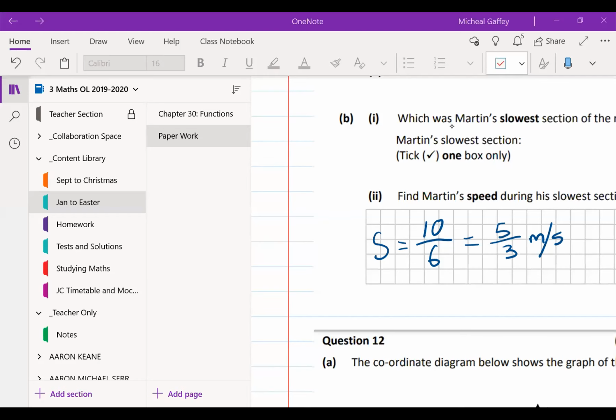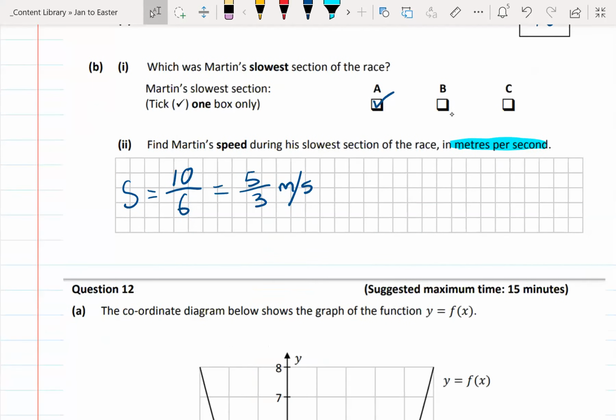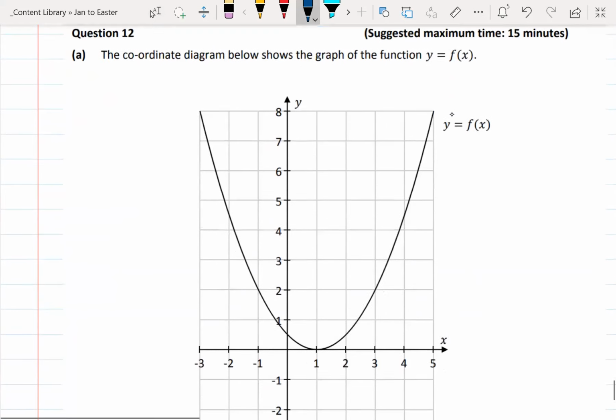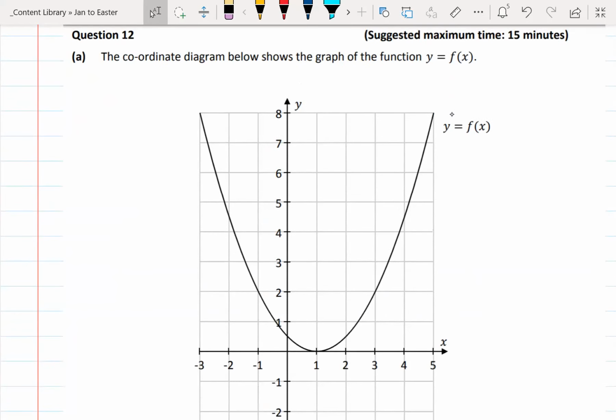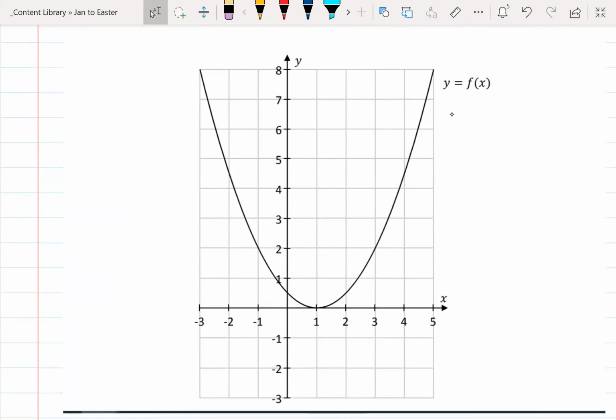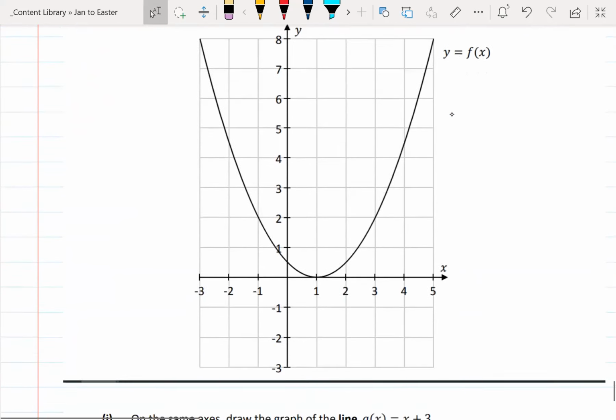Okay, guys, and now question 12, 2017, paper one. Again, it's a function. It's the last function one that I'll be doing with you for the moment anyway. The coordinate diagram below shows the graph of the function y equals f(x). So there's just our function. It's a quadratic, smiley face, remember that? So it's a positive quadratic.